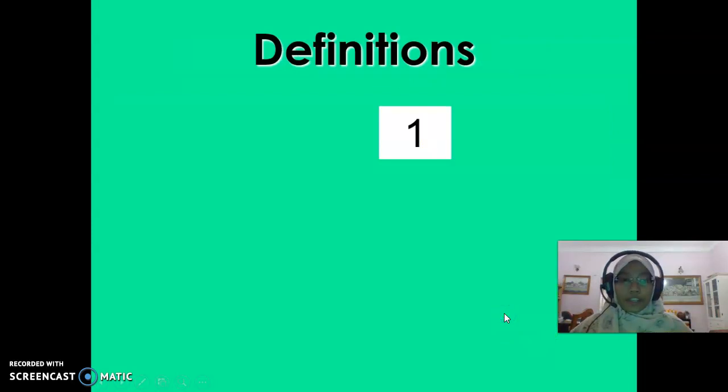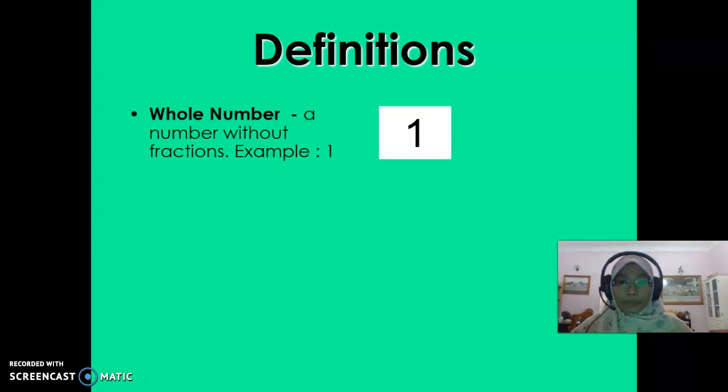Okay, the definitions involved in this topic. Whole number. Okay. Whole number is a number without fractions. Example for a whole number is 1. Okay, other than 1, 2, 3, 4, 5. The important part is it doesn't have a fraction. Numerator and denominator, it doesn't have them. Only have one number. Okay.